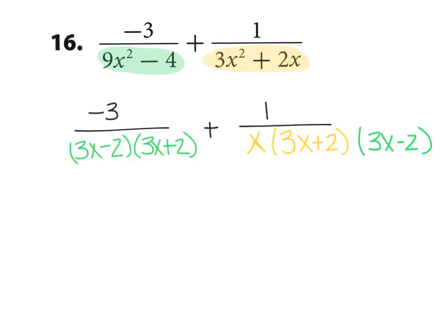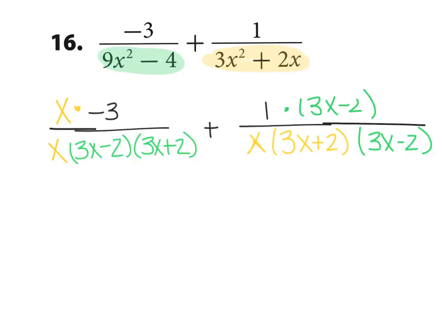I'm also noticing that my denominator on the right has 3 factors. My denominator on the left only has 2 because this one doesn't have the x here. So that means that I need to add in an x in the denominator. And if I do that to the denominator, I also have to do that to the numerator. So I need to multiply by x in the numerator on the left. I need to multiply by 3x minus 2 on the right. My denominators are the same, so we're good to go.